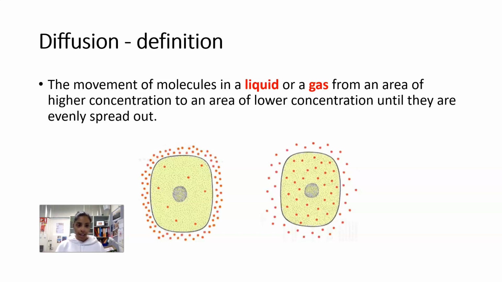So just to recap, the definition of diffusion is the movement of molecules in a liquid or a gas, not a solid, only a liquid or a gas, from an area of high concentration to an area of lower concentration until they're evenly spread out. You can see in this diagram, these red dots, let's say that they are glucose molecules. They are in high concentration on the outside and lower concentration on the inside. Remembering that glucose is essential for cellular respiration, they need to get into the cell, and they will move by diffusion down its concentration gradient.